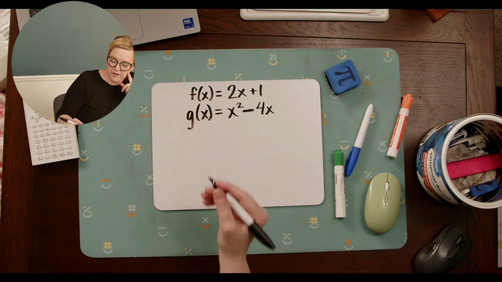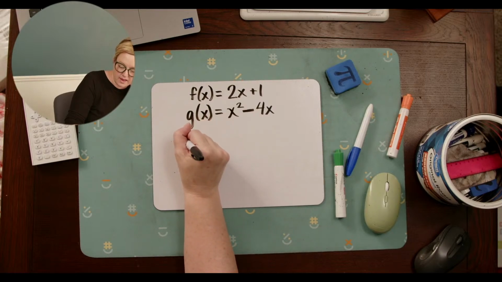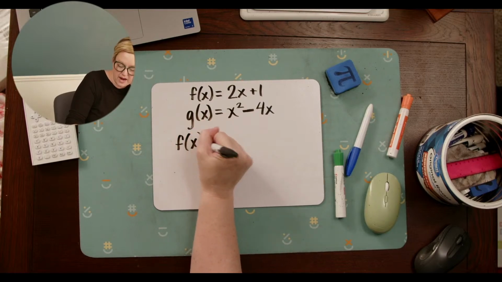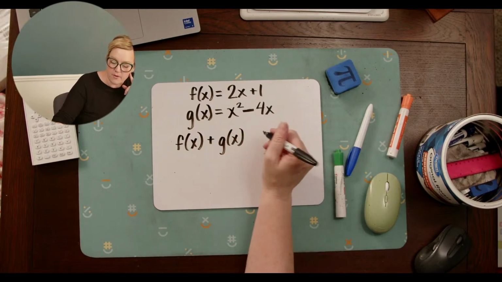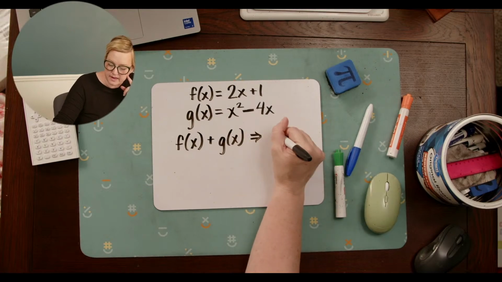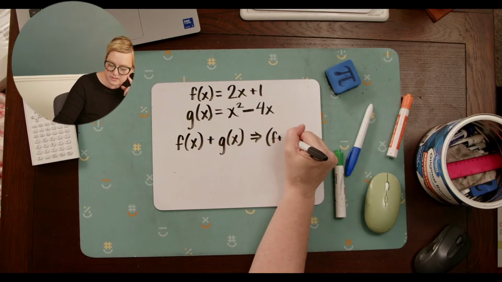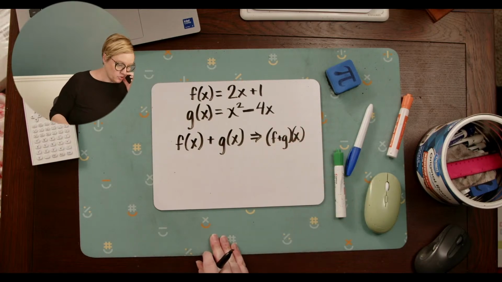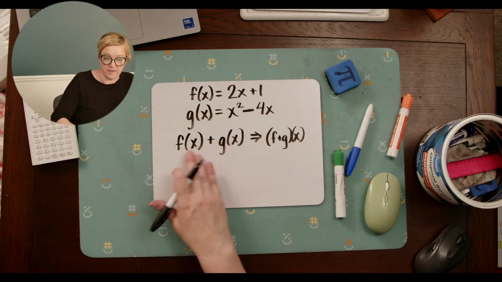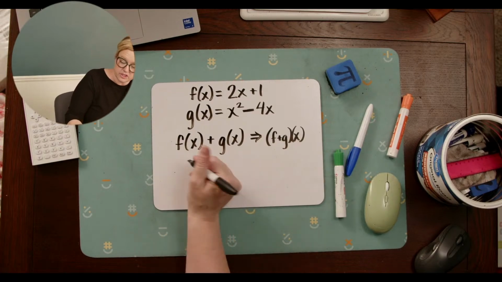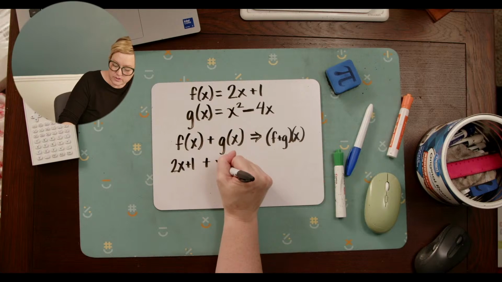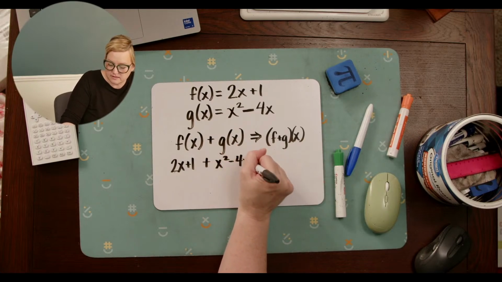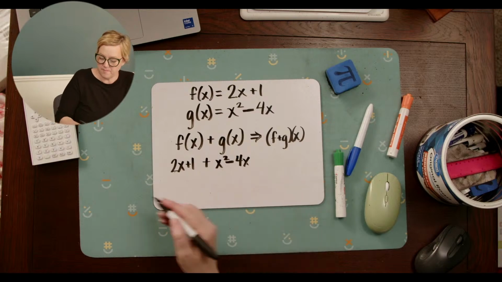So if we've got, let's start really easy, f of x plus g of x. Now another way to write this is f plus g of x. What I would do with this is literally take f of x and add g of x. So I have my f of x, which is 2x plus 1, plus my g of x, which is x squared minus 4x.